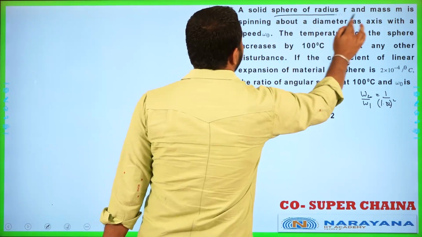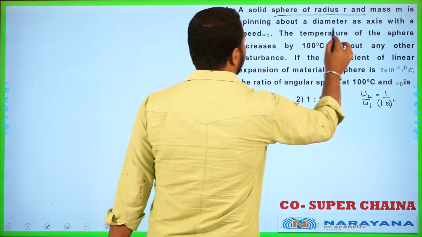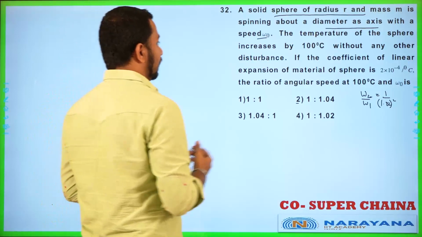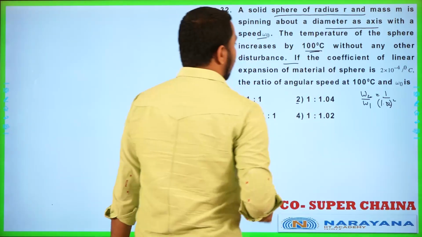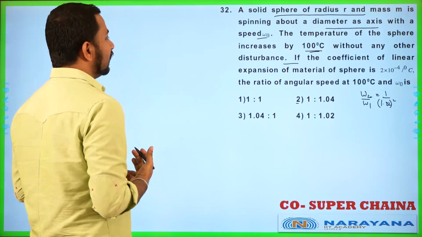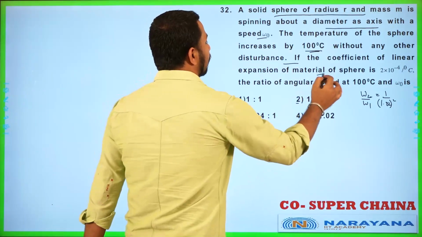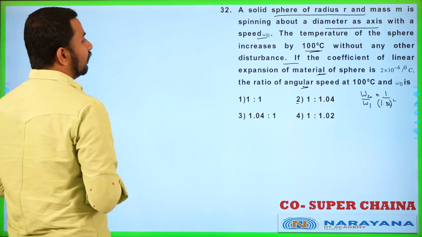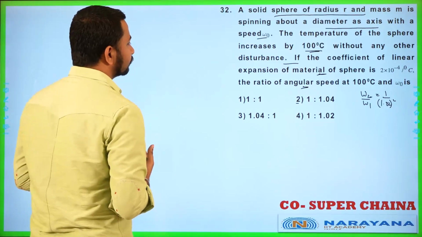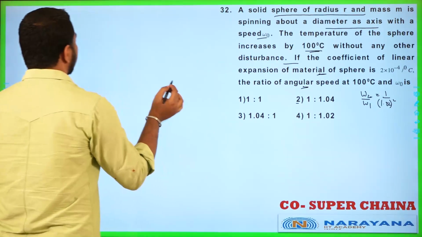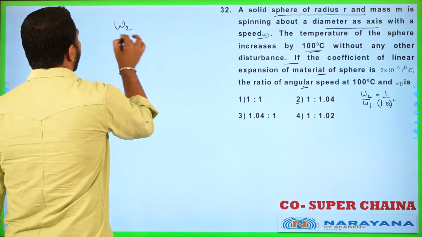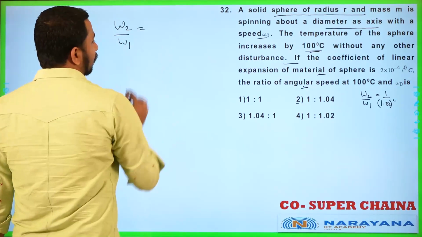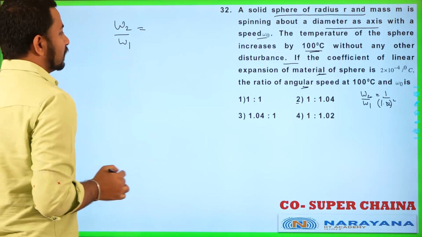Here, student, a solid sphere of radius r and mass m is spinning about the diameter as the axis with speed omega 0. The temperature of the sphere increases by 100 degrees without any disturbance. If the coefficient of linear expansion of the material is given, you have to find the ratio of their angular speed. So ratio of angular speed omega 1 by omega 2 you have to calculate, student. So omega 2 by omega 1 we can write it. Just the ratio will take it.